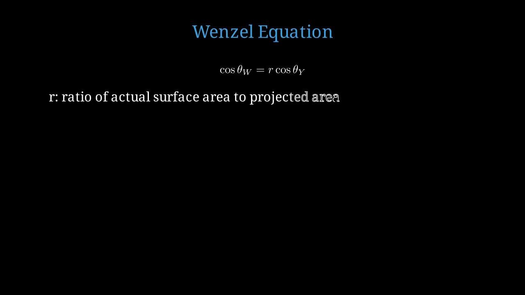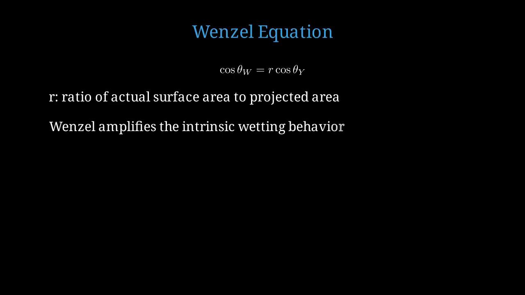Now let's examine the Wenzel state, where liquid fills all the roughness. Cosine theta W equals R times cosine theta Y. Here R is the roughness factor. The roughness factor R is the ratio of the actual surface area, including all the hills and valleys, to the projected flat area. For rough surfaces, R is always greater than 1. The Wenzel equation tells us that roughness amplifies the intrinsic wetting property. If the surface is hydrophilic, roughness makes it more hydrophilic. If hydrophobic, roughness makes it more hydrophobic.